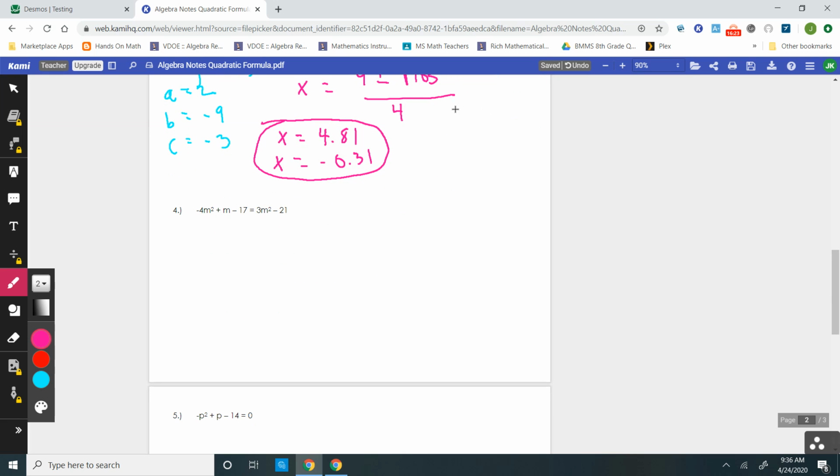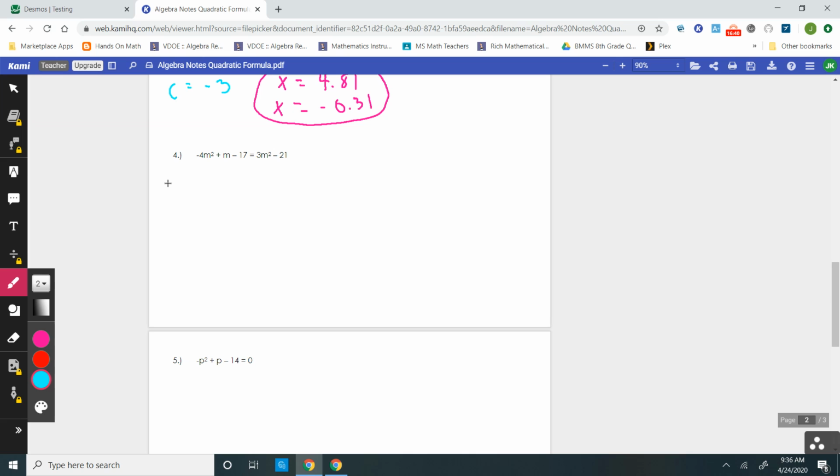And then for number 4, you want to make sure all your terms are on the same side. So you want to move these 2 over here. So you can subtract the 3m squared and you can add the 21. And then you can add the 21 here too. So negative 4m squared minus 3m squared, that'd be negative 7m squared. You still have your plus m. And then you can do negative 17 plus 21. So that'd be positive 4 then.